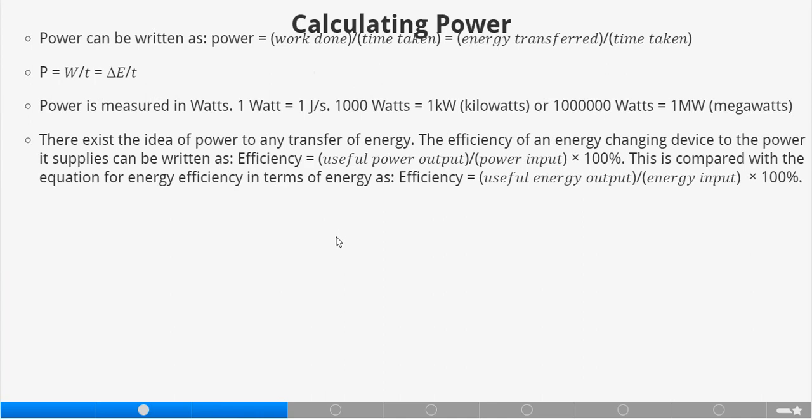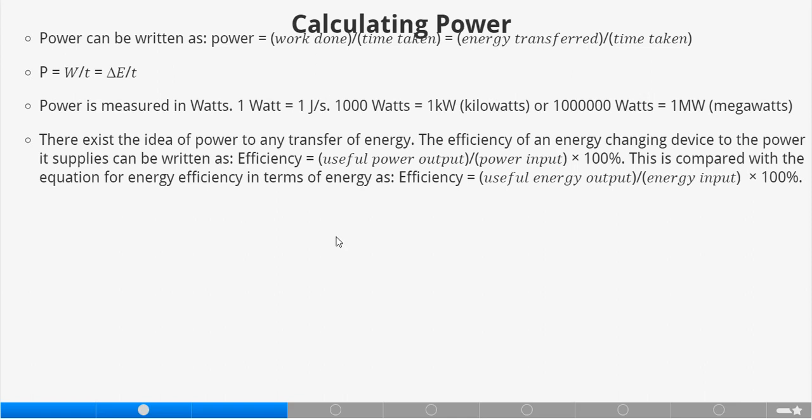How to calculate power. Power is equal to work done per unit time, or work done divided by time taken. It is also equal to energy transferred per unit time, or energy transferred divided by time taken. Power is represented with P, work with W, time with T, and delta E with energy transferred. Power is measured in watts. 1 watt is equal to 1 joule per second. 1000 watts is equal to 1 kilowatt, or 1 million watts is equal to 1 megawatt.